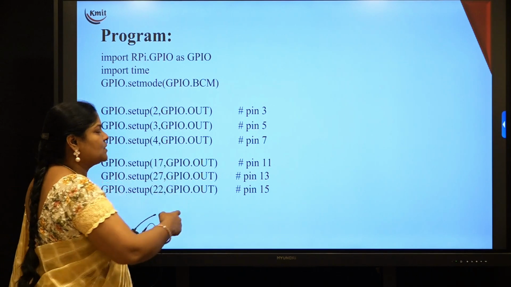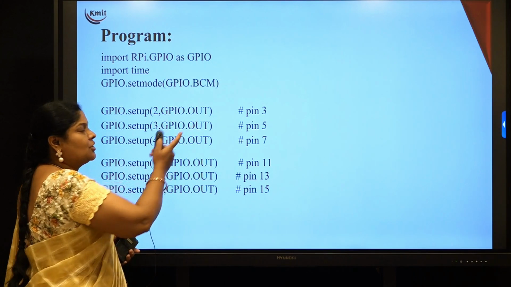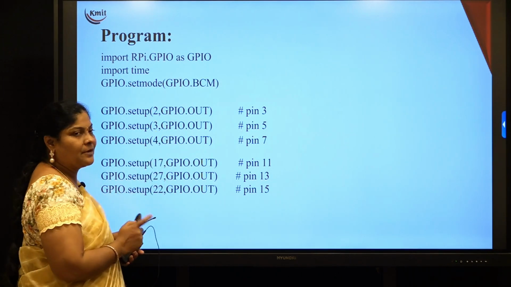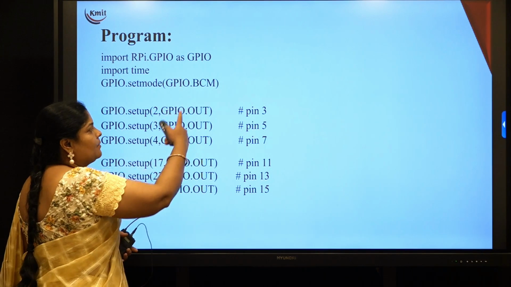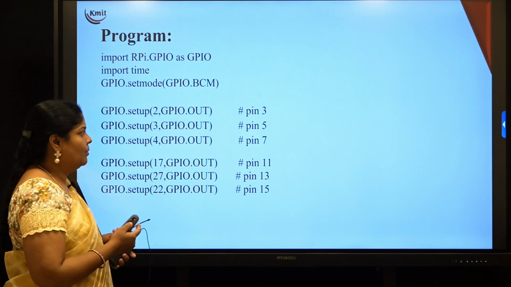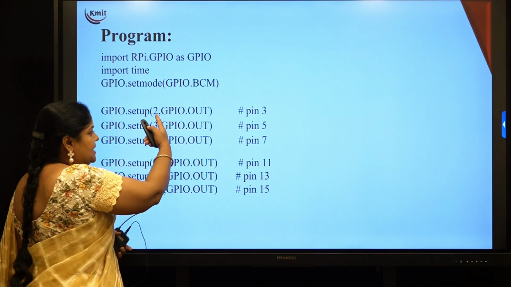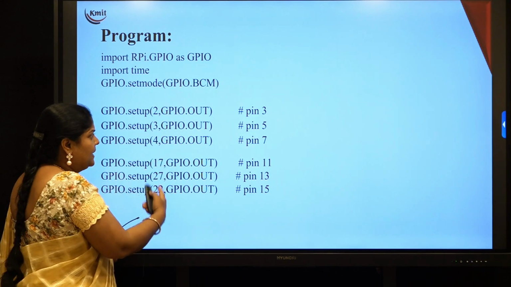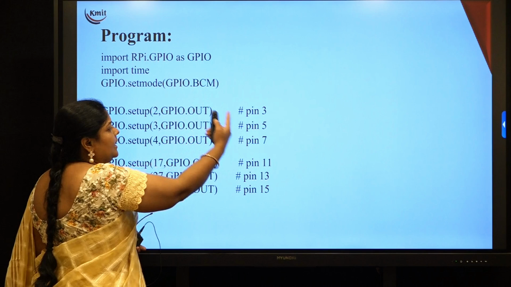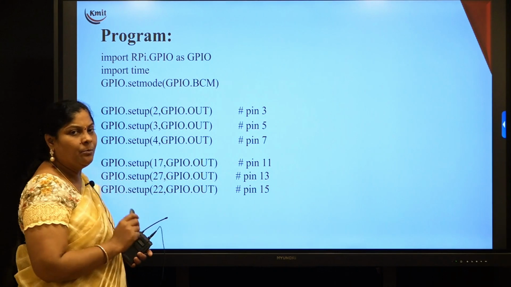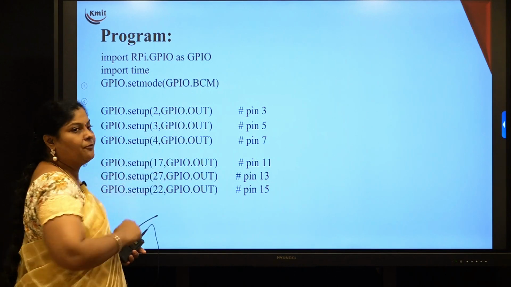Here we are using BCM pins. You can also use board pin numbering. As we have discussed earlier, you have 2 different types of numbering schemes: you can use BCM or you can use GPIO.BOARD. Since we are using BCM here, these are the pin numbers. If you use GPIO.BOARD, the pin numbers will change. Suppose you are considering board instead of BCM here.